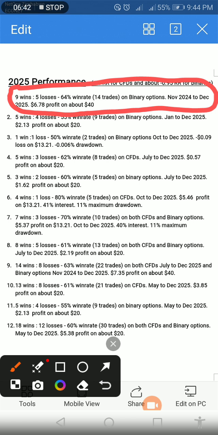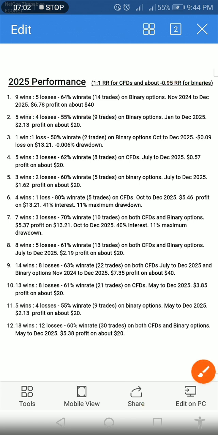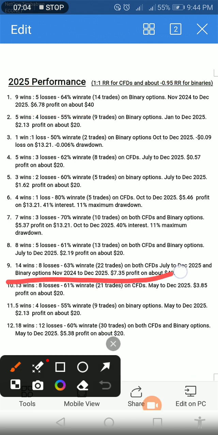So for the first 4 months of this year, it wasn't going well. But then I saw that there was a problem, and I reviewed my trades. I then started using a stronger sentiment, and now I had fewer trades but they were more effective. So from May to December, I had a 61% win rate on 21 trades only on CFDs.